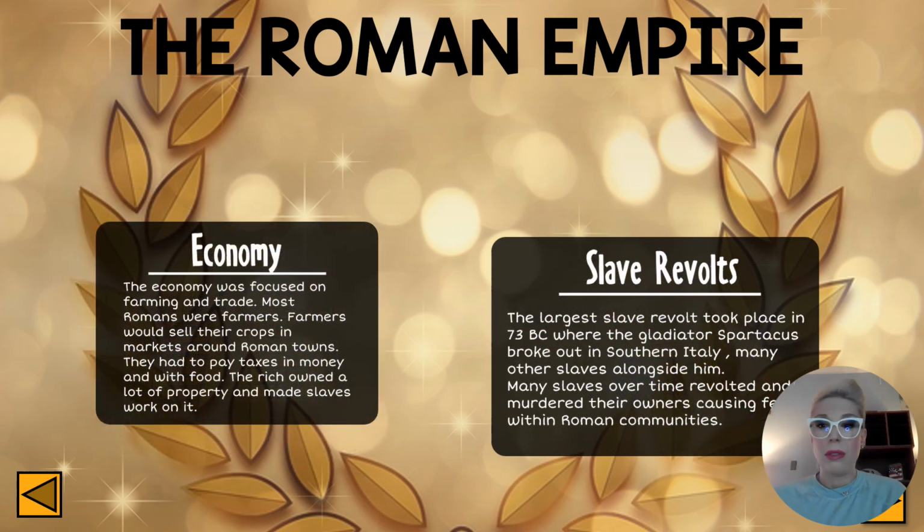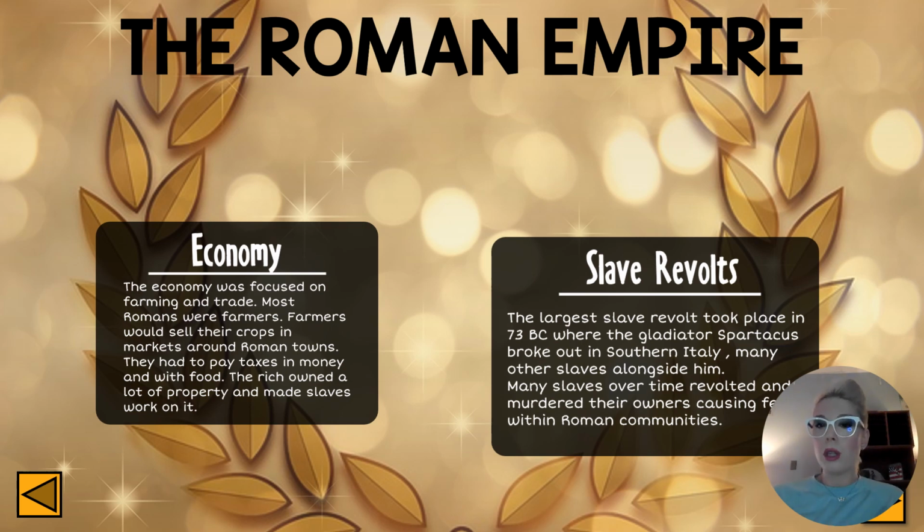So the Romans had slaves, but their economy was farming. So the economy was focused on farming and trade. Most Romans were farmers. I think a lot of times we don't think that, but most of them were farmers. They would sell their crops in markets around Roman towns. They didn't have HEB back then. They had to pay taxes in money and with food. So it's like, well, if you don't have the cash, you're paying with something. And the rich owned a lot of property and made slaves work on it.